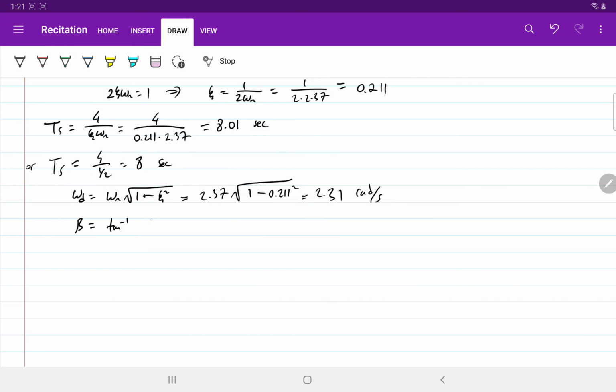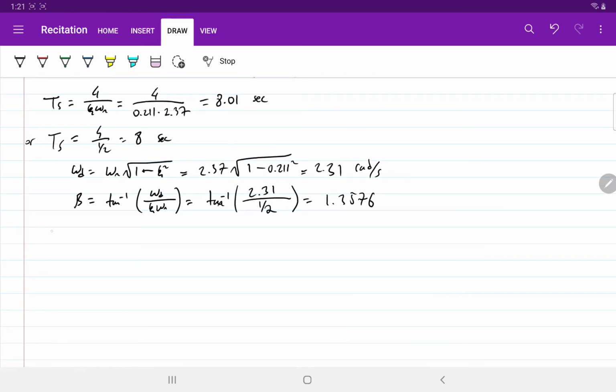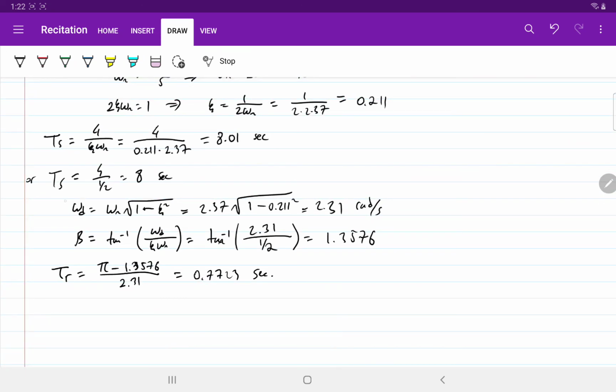And what is beta? Beta is the inverse tangent of omega d over zeta omega n, which is tangent inverse of 2.31 over 1/2, right? So it gives 1.3578. From here we can compute the rise time directly. So pi minus beta, which is 1.3578, over omega d, 2.31, which is around 0.773 seconds. So that's rise time.